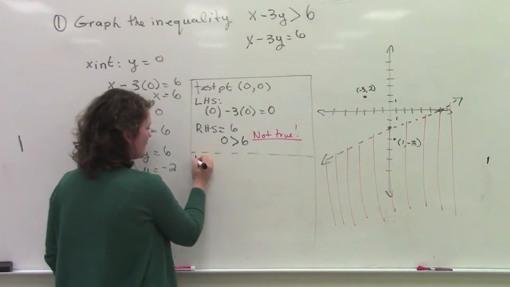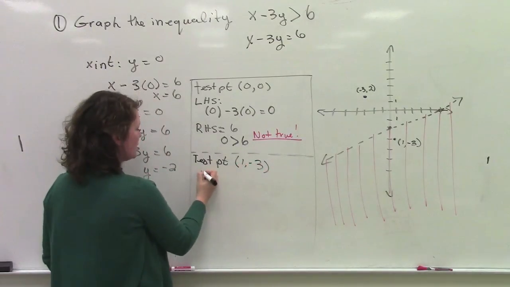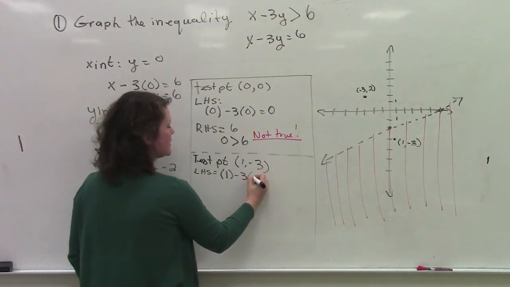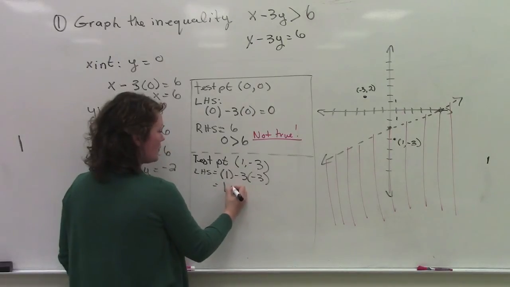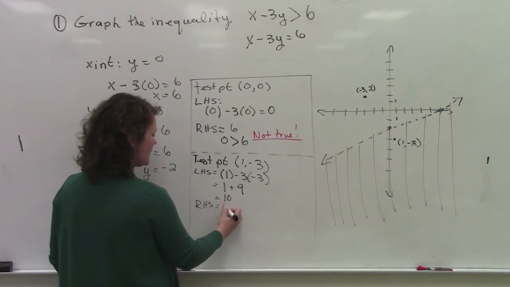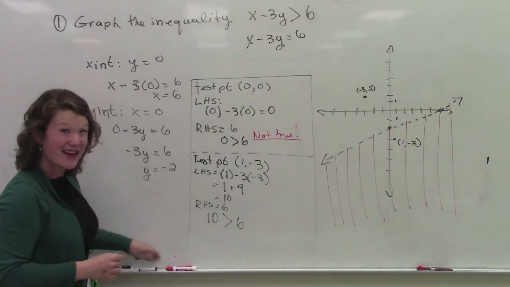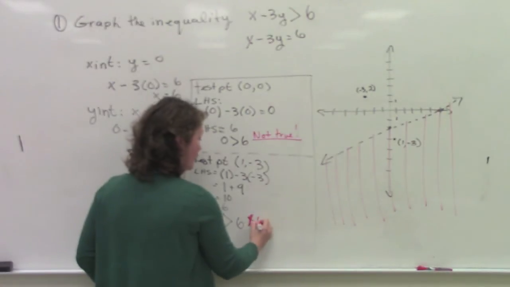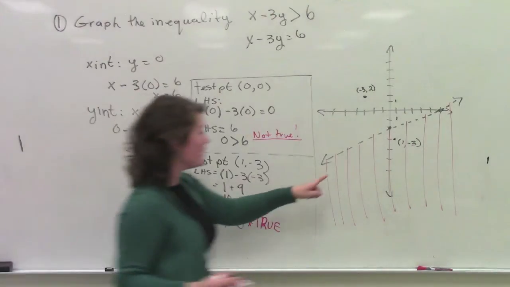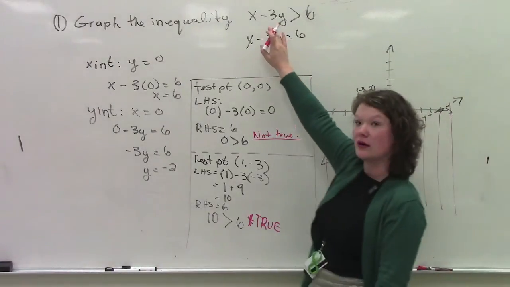So we're saying test point 1 comma negative 3. Left-hand side equals 1 minus 3 times negative 3. 1 plus 9 is 10. The right-hand side equals 6. Is 10 greater than 6? Yeah, 10 is greater than 6. True! So it means that this shaded region is where this inequality holds true.